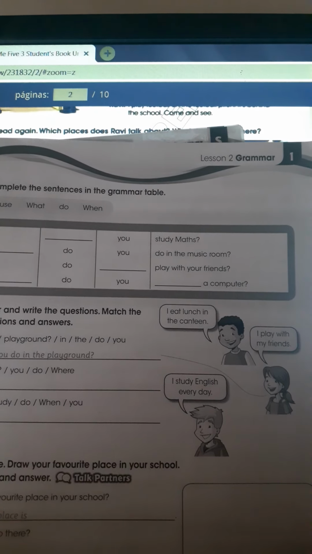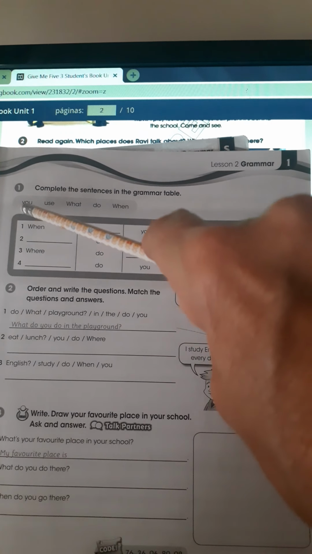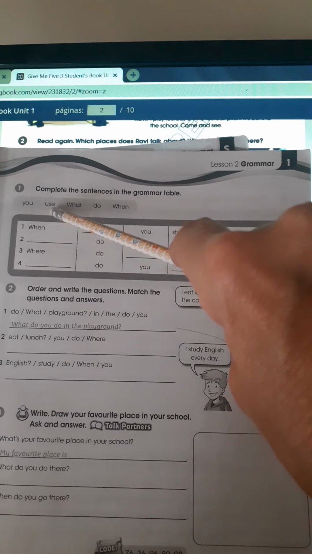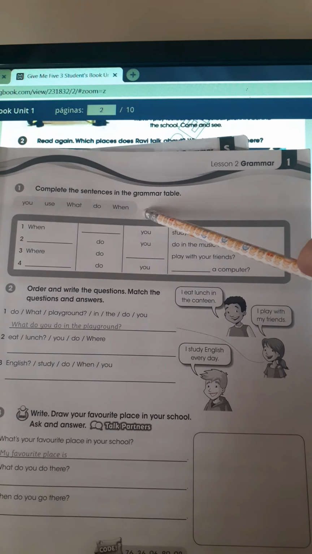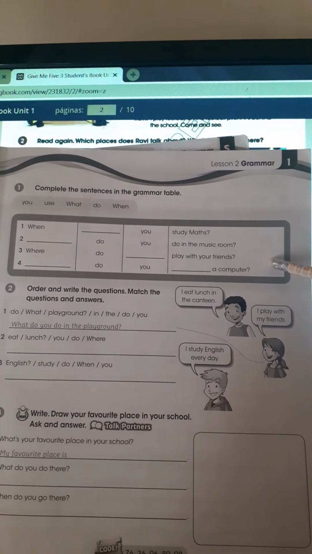If you have the activity book, okay, this is on page 7. Si tenés el libro de actividades, es la página 7. Si no, vas a tratar de con el video ir completándolo en tu carpeta. Activity 1. Complete the sentences with the grammar table. And here you have the words you, use, what, do, when. And here you have questions.